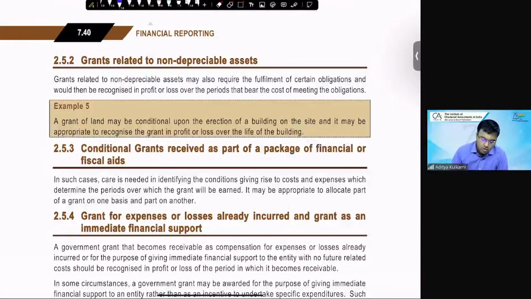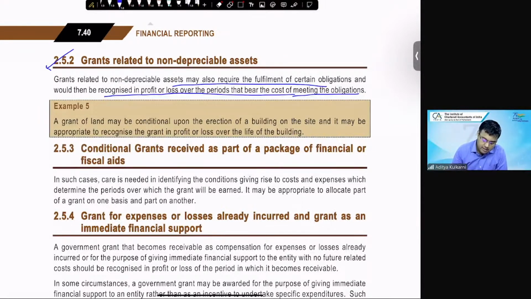Grants related to non-depreciable assets may also require fulfillment of certain obligations. See, depreciable assets, how do I allocate the grant? Over the tenure of the asset. Non-depreciable asset, depreciation ho hi nahi raha hai, then you may also require fulfillment of certain obligations and would then be recognized in P&L over the periods that bear the cost of meeting these obligations. Is it okay? So that is grants related to non-depreciable asset.